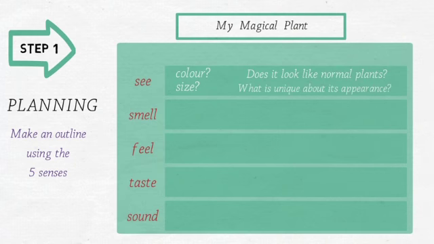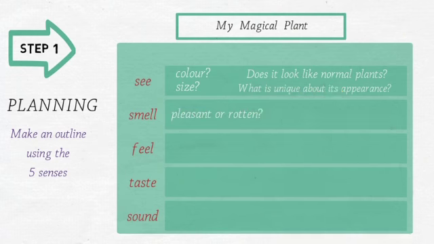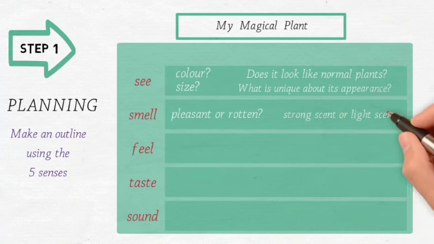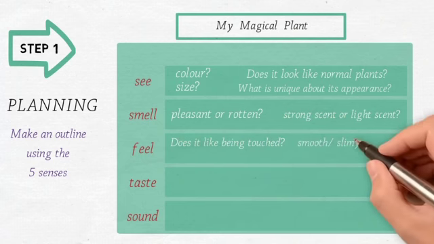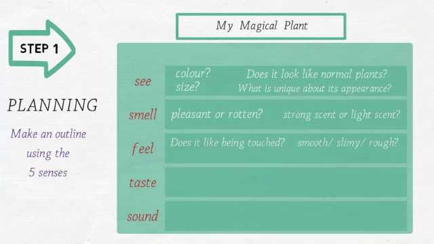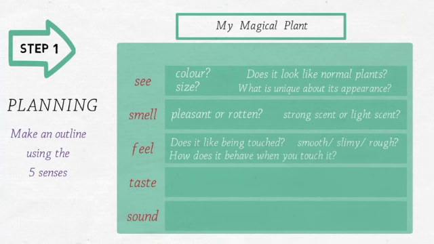Then you need to think about how it smells. Is your imaginary plant pleasant to smell or does it have a bad odor? If it has a strong smell, then it means your plant can be smelled from a distance, like a strong perfume. How will your plant feel when we touch it? Is it smooth or rough? Or is it slimy maybe? Once we touch it, does it behave differently or does it make no difference?